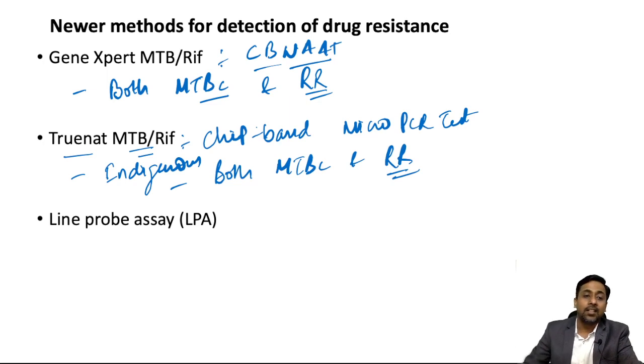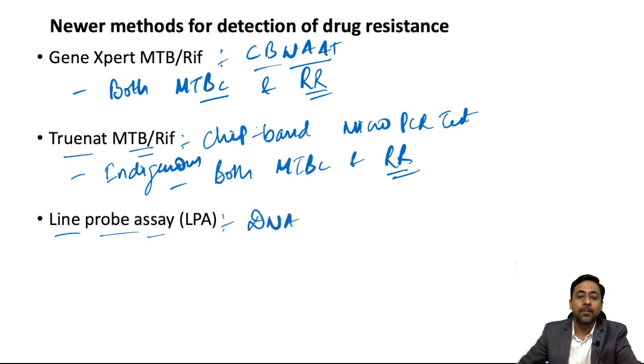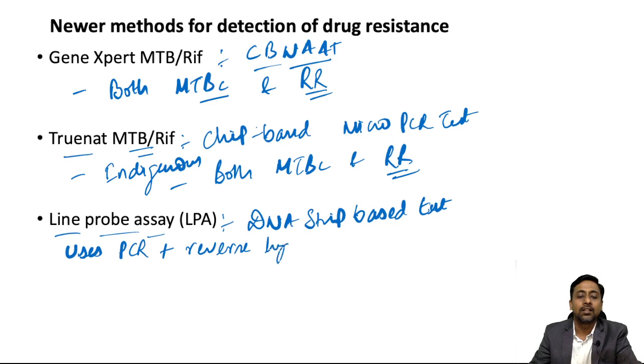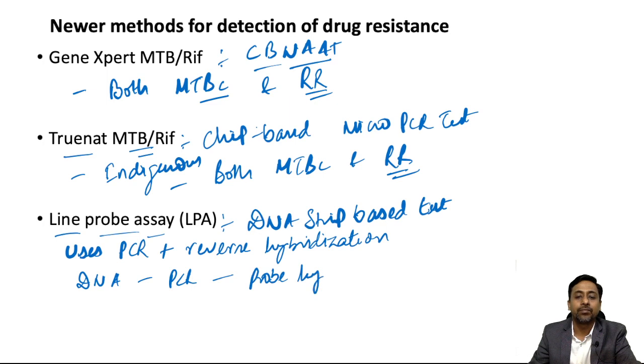Okay, and then there is another method known as line probe assay, which is a DNA strip based test which uses PCR and reverse hybridization. So first of all, we extract the DNA, and this DNA is amplified by PCR, and then the probe is hybridized to it, which leads to formation of a colorimetric band, and thus the resistance is detected.